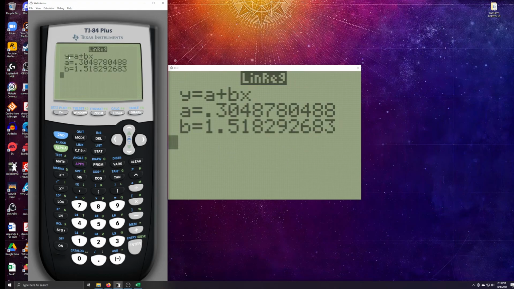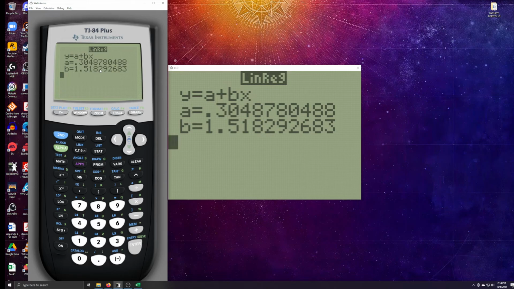So it's telling you, here's your regression model, Y equals A plus BX. A is our Y-intercept, which is 0.30487. If we rounded that to 4 decimal places, we would have 0.3049. And then B, which is our slope, is 1.5183 if we were to round to 3 decimal places. Okay? And that's basically it in terms of how you use technology to do this.